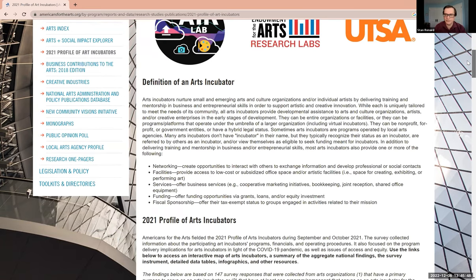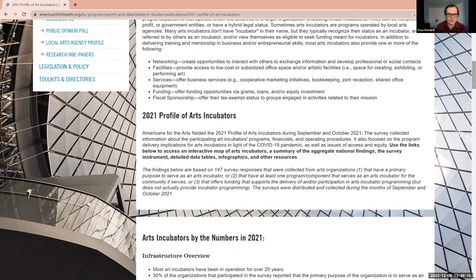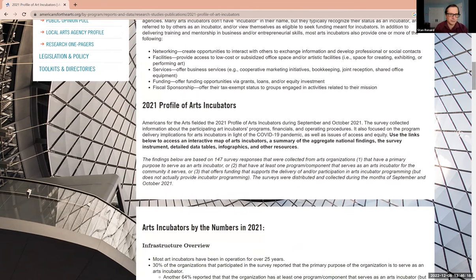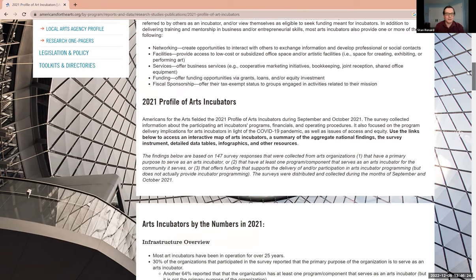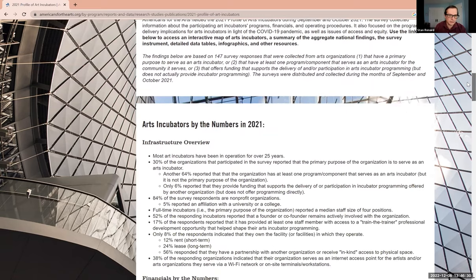So there is our full definition of what an arts incubator is. This is the definition that we used at Americans for the Arts when we did the survey of the local arts agencies, and we crowdsourced who the arts incubators are. A lot of our data came from providing that definition to those organizations, and they helped us identify a large portion of our database. Okay, and then there is a very quick description, which I already indicated.